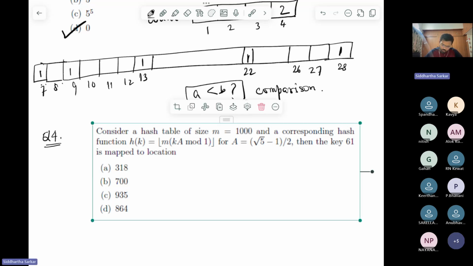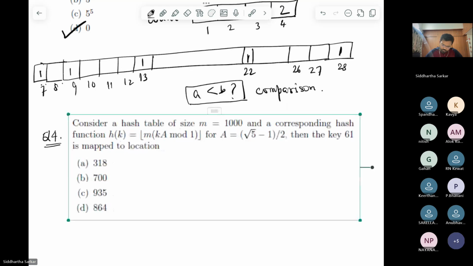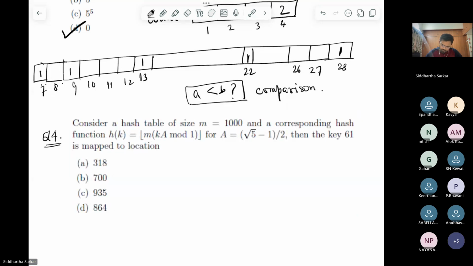So here's question 4 for you. I'll give you a minute to read the question and think about it.